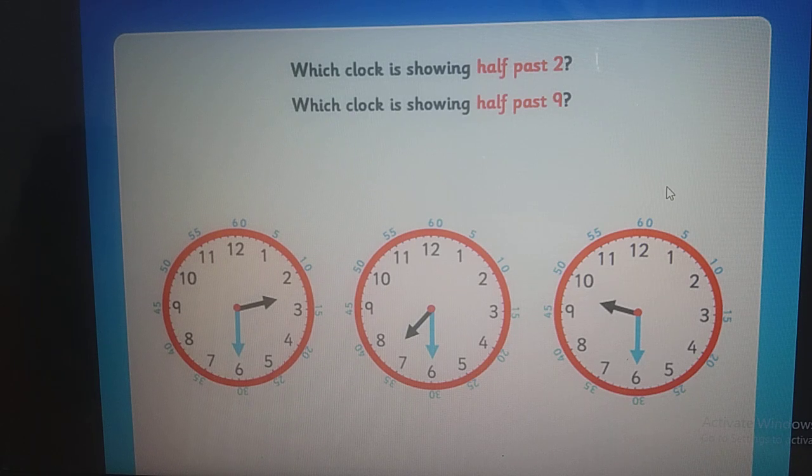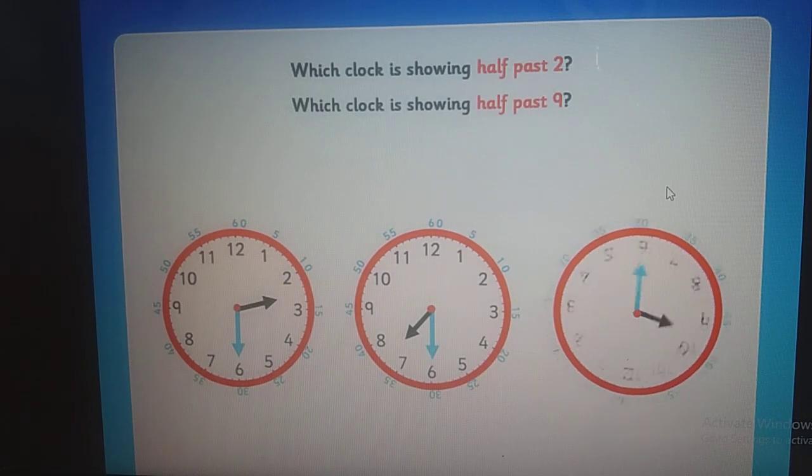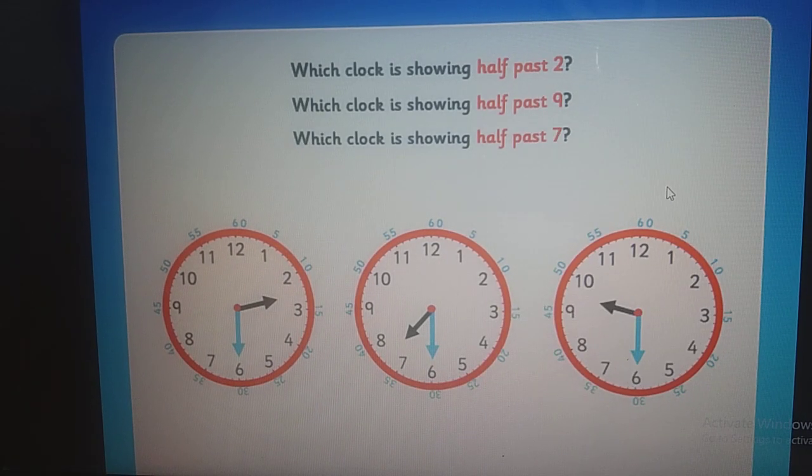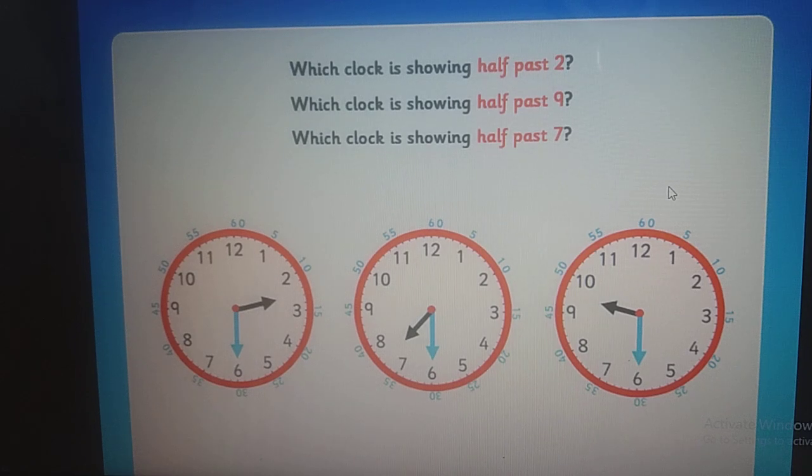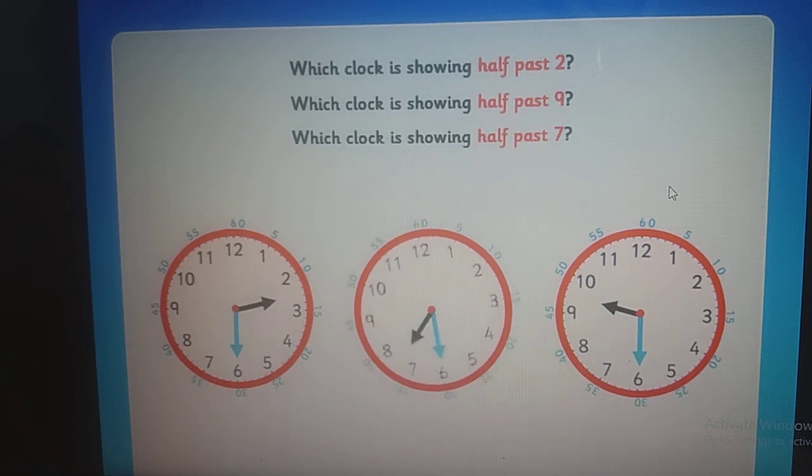Which clock is showing 9:30? 9:30 is the third one. Yes, the third one. And which clock is showing 7:30? The middle one. Yes, the middle one. So it's all about half past the hour.